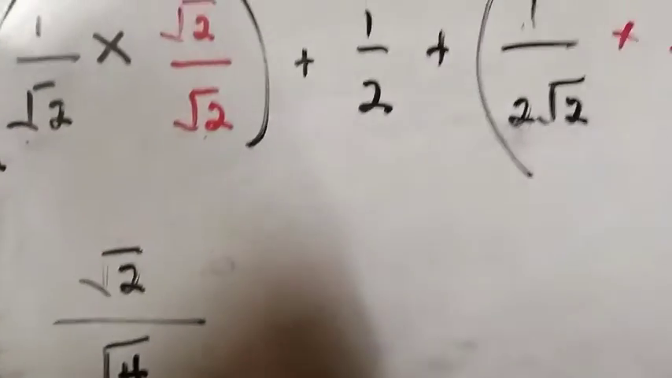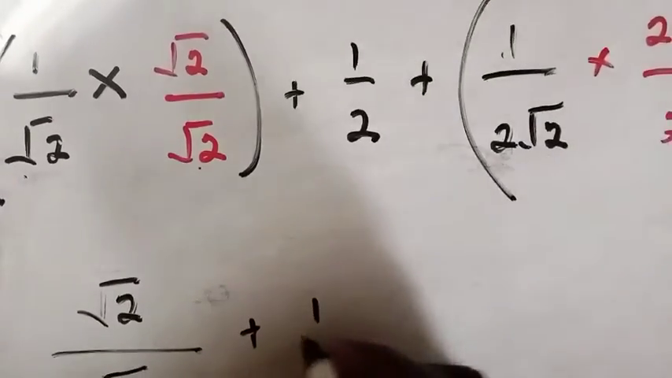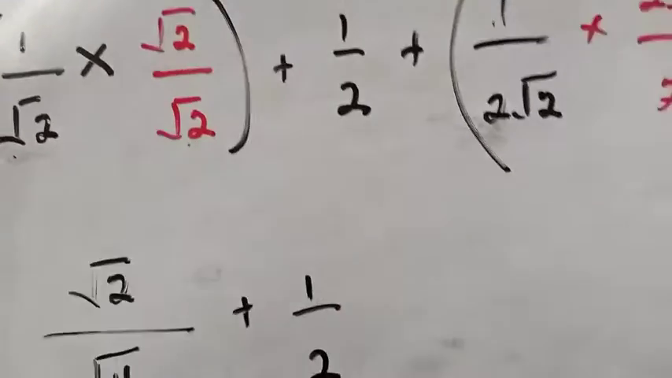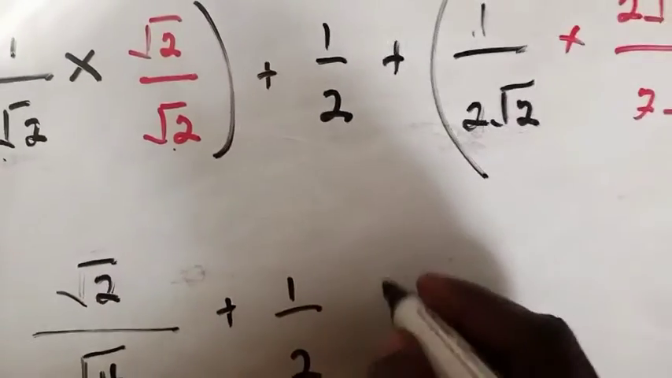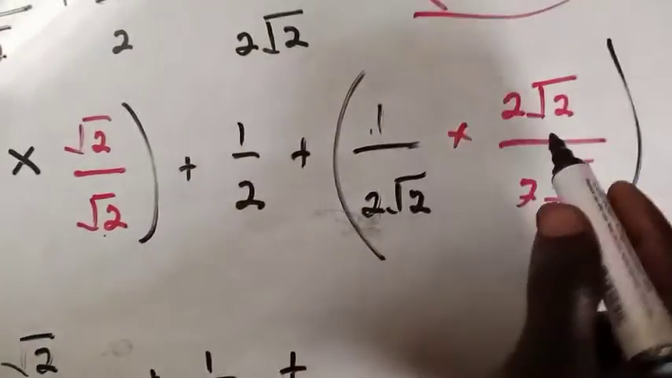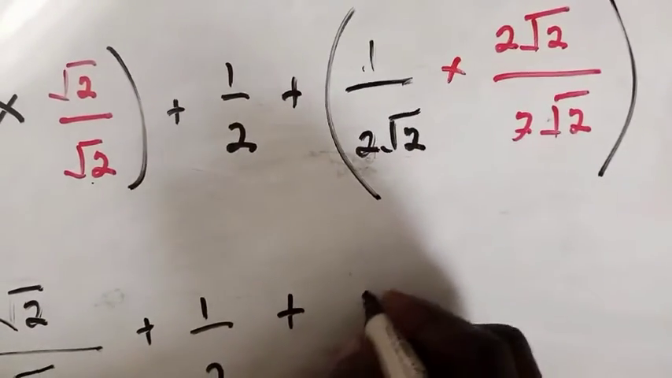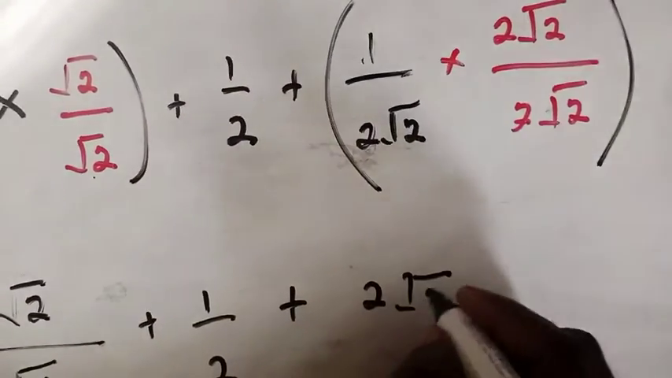And then plus, of course, we are not doing anything to this one, so you have 1 over 2. And then finally, the same thing here: 1 multiplied by the top one, that should give 2 and then root 2, right?